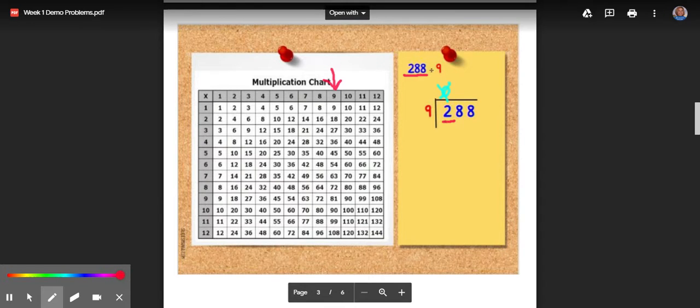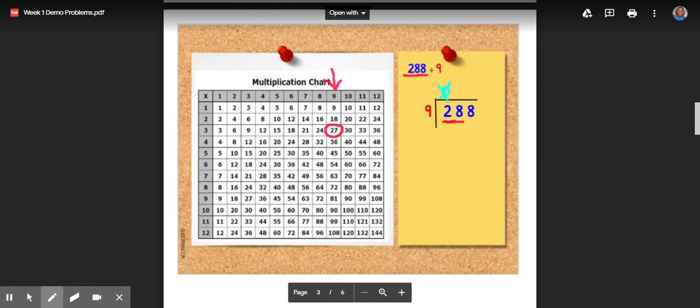So I'm going to take the 8 next to the 2, and I'm going to bring them together. 28. 9 divided into 28. 28 divided by 9. So I'm going to go down the nines column, and I'm looking for a number as close to 28 as possible without going over. Well, I can see that the number 27 is there. 18 isn't enough. 36 is too much.